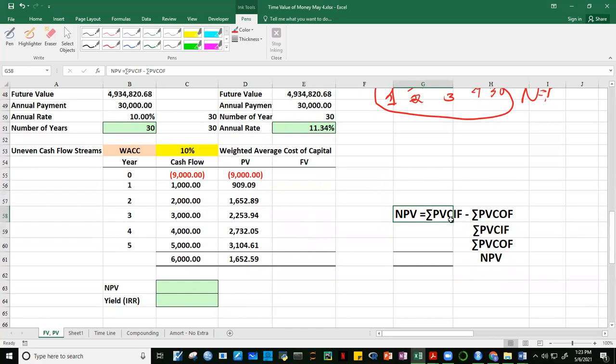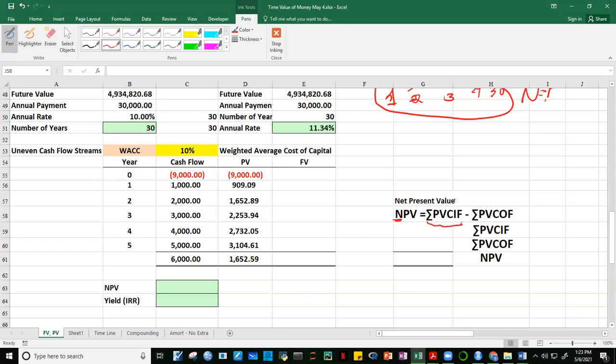Ito, NPV. This is your net present value. Okay. Ano ibig sabihin ng net present value? As the name suggests, guys, it's net. Ibig sabihin, may mga inadd tayo at saka sinubtract. So the formula for your NPV is this one.